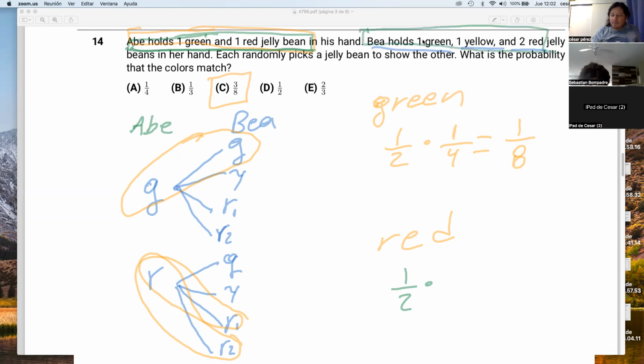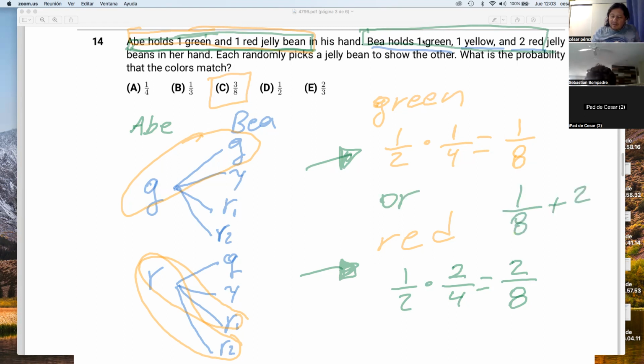2 in 4, 1/2. If we multiply this, the probability of this is 2/8. We can have this case or this case. Every time in combinatorics, in probability, that we have an or, the or is translated as a plus sign. So we will have 3/8.